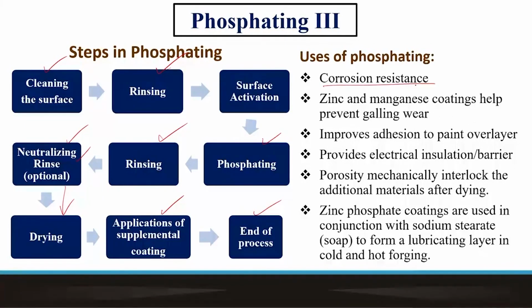So we want to improve the corrosion resistance. If we are coating with zinc or manganese, then the chances of galling are reduced. It improves the adhesion for the paint overlayer, which is to be applied subsequently. It can provide electrical insulation and a barrier. The porosity and other things can be interlocked during the drying process. And zinc phosphate coating is very routinely used in conjunction with sodium stearate to form a lubricating layer on cold and hot forging dies.